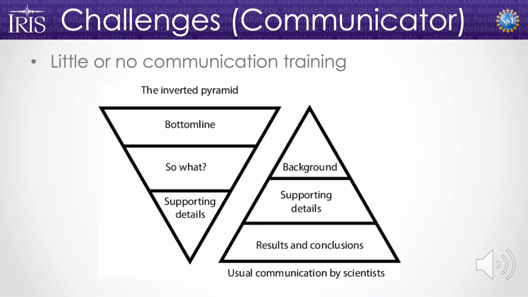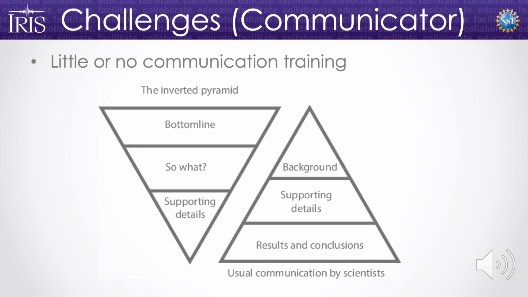The usual communication from scientists, think about the talks maybe that you've seen at GSA. We're expected to give the background, then we give methodology and supporting details, and we end by giving results and conclusions. Good communication practices outside of, say, a scientific conference, you give the bottom line first. Why does it matter? So what? Who cares? And then you give all of the supporting details.